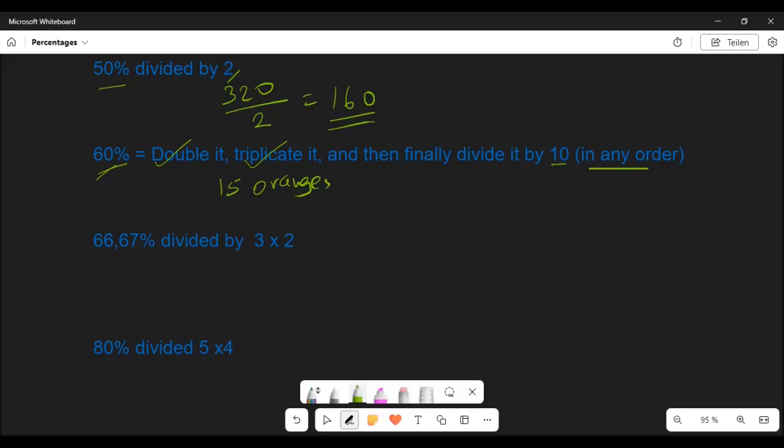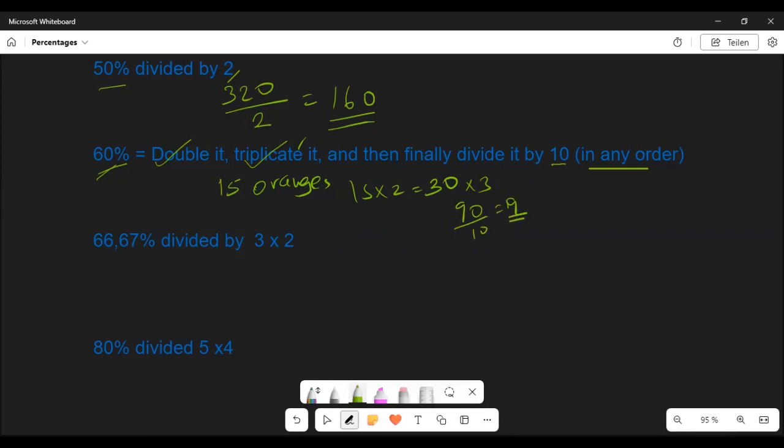So for us to get 60%, basically what we asked here is double the number. So you have 15 multiplied by 2. That one will give you 30. And then triplicate it. That will give us then multiplied by 3. That will give you 90. And then divide 90 by 10. So that's going to give us 9.